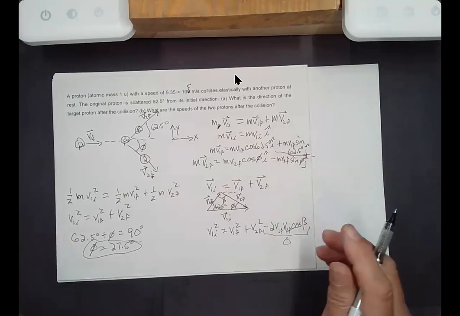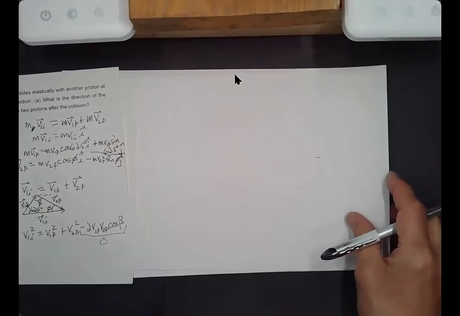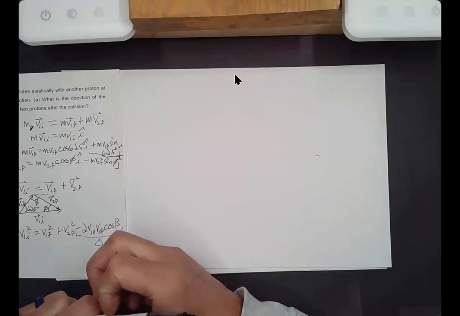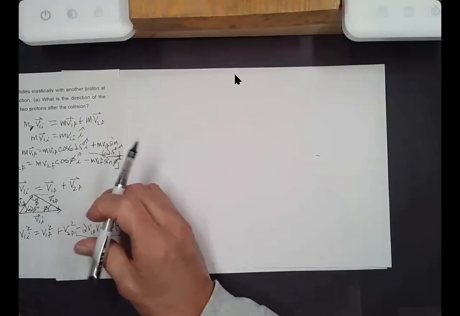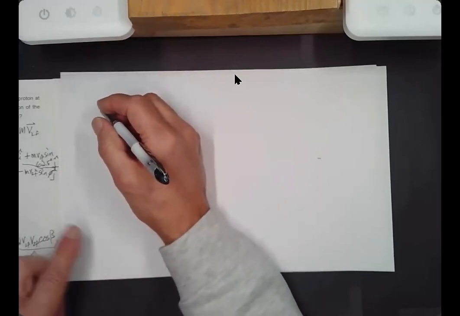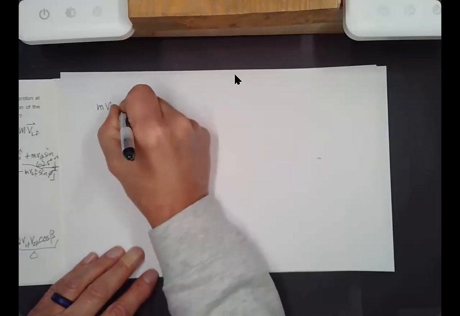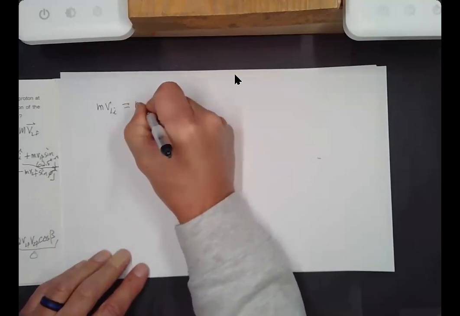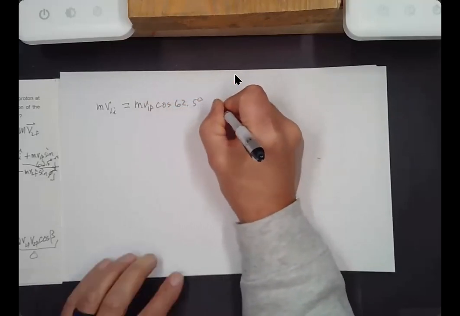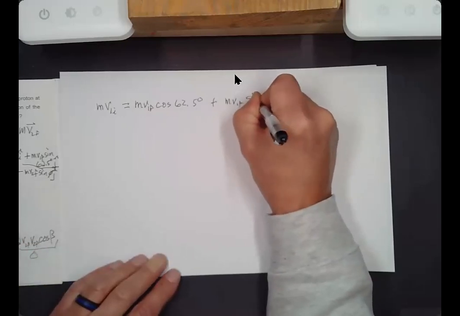How about the speeds of the two protons after the collision? Okay, well, that's going to take more paper, but I think I can figure it out. Oh, I think I can do this. If I look at my vector equations here, I have to have that the x components afterwards, m v1 initial is going to equal m v1 final cosine of 62.5 degrees plus m v2 final, it was going to be the sine, oh, that's the sine of 62.5 degrees.